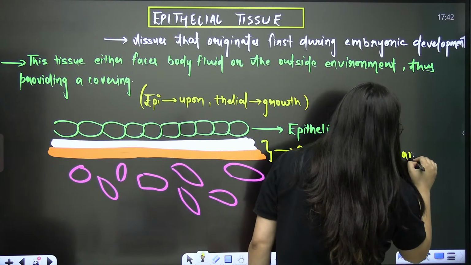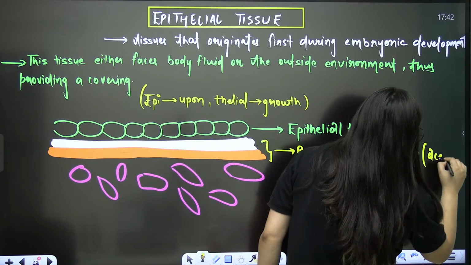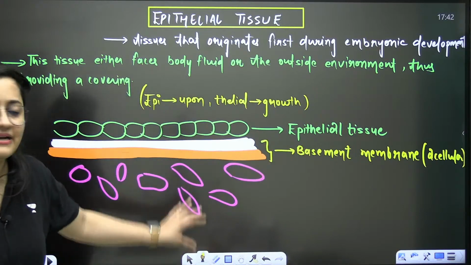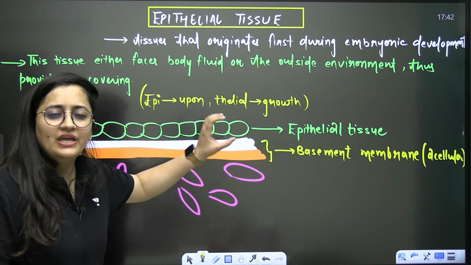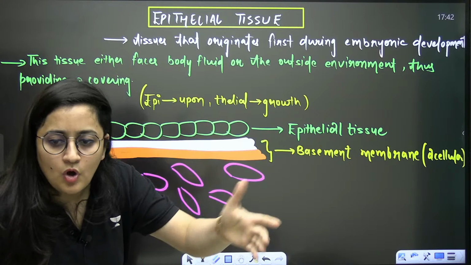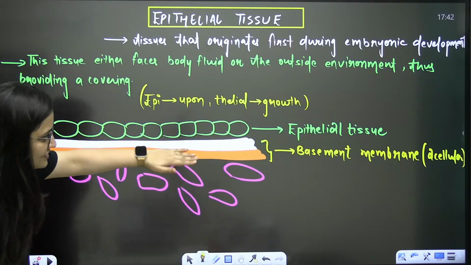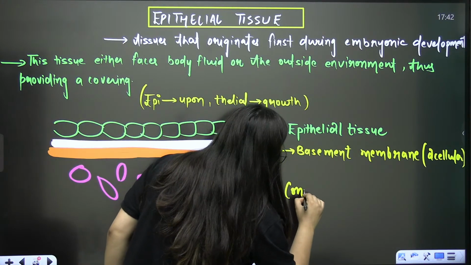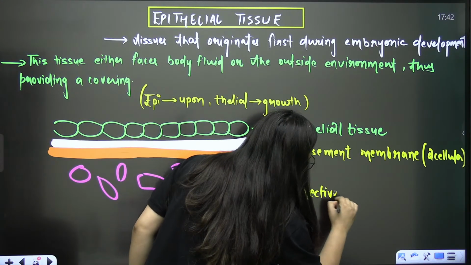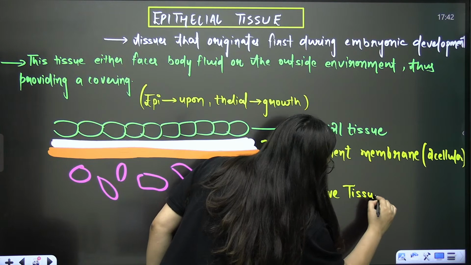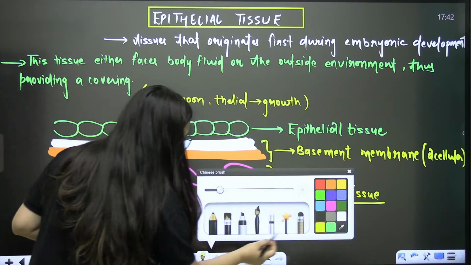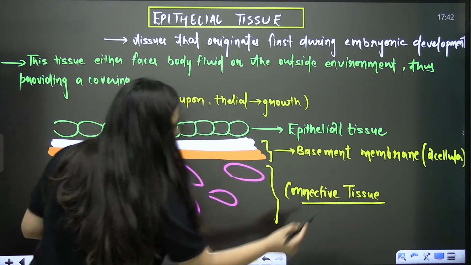And let me tell you, this is acellular. It is not made up of any cell. It is made up of glycoprotein, collagen, and mucopolysaccharides. I will explain it. And just below this basement membrane is the connective tissue, having abundant blood supply and helping in attachment as well. Now understand this part. I will write all the points, but first of all understand it.